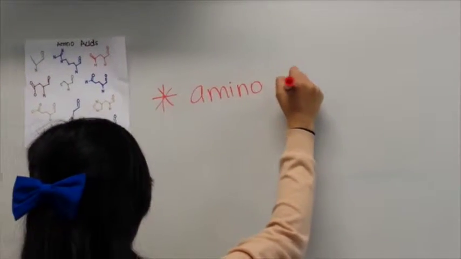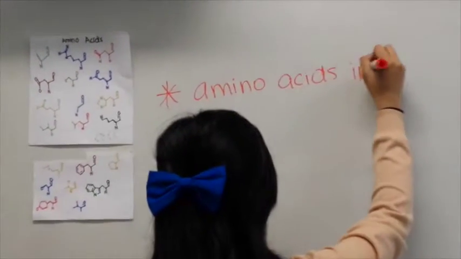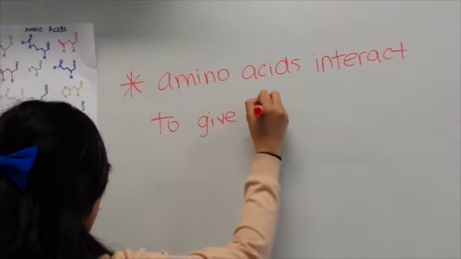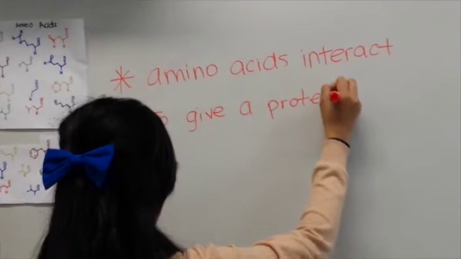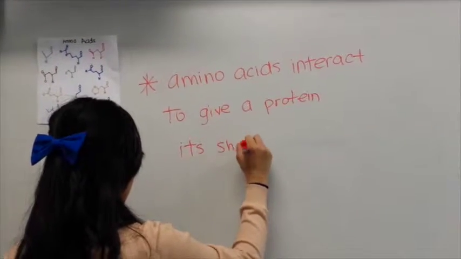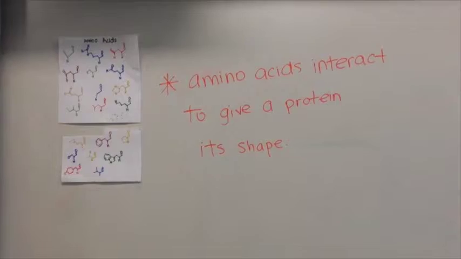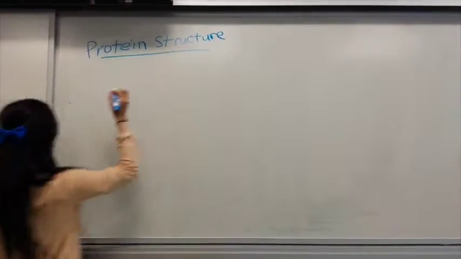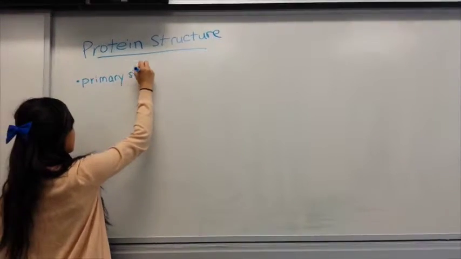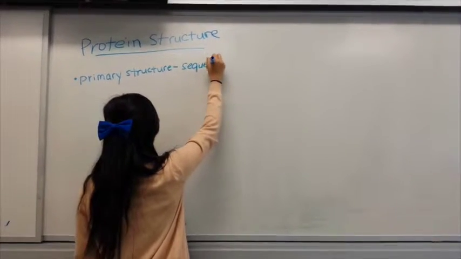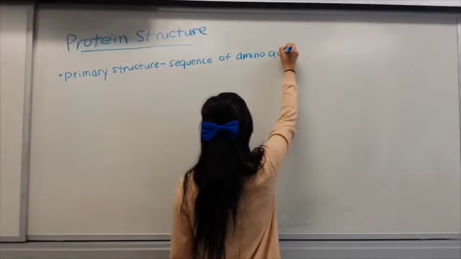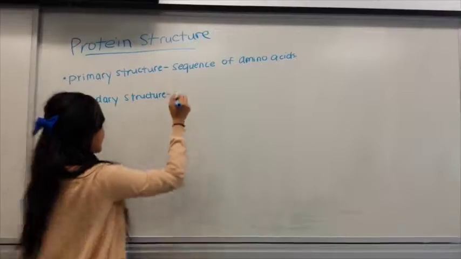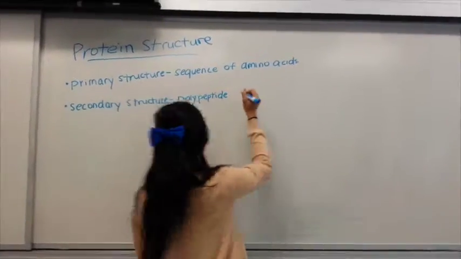Amino acids interact to give a protein its shape. The primary structure is the sequence of amino acids. Amino acids join to form a polypeptide. Secondary structure is when the polypeptide coils and the hydrogen bonding between amino acids causes the polypeptide to form an alpha helix.